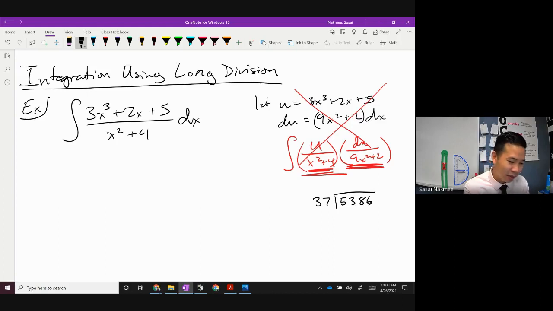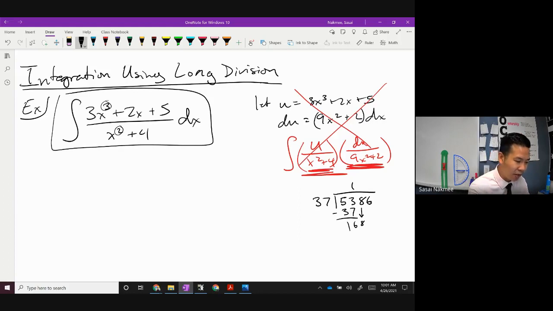Okay. So you figure out what multiplies with 37 to get to here, right? We multiply it, and then we subtract that. And 6, 1, and then you bring down the next term, right? And then you repeat until you can't do that anymore. When you have a degree here that is greater than the degree in the bottom, you're allowed to do long division algebraically. So I can rewrite this using long division. You ready? So here's the long division.